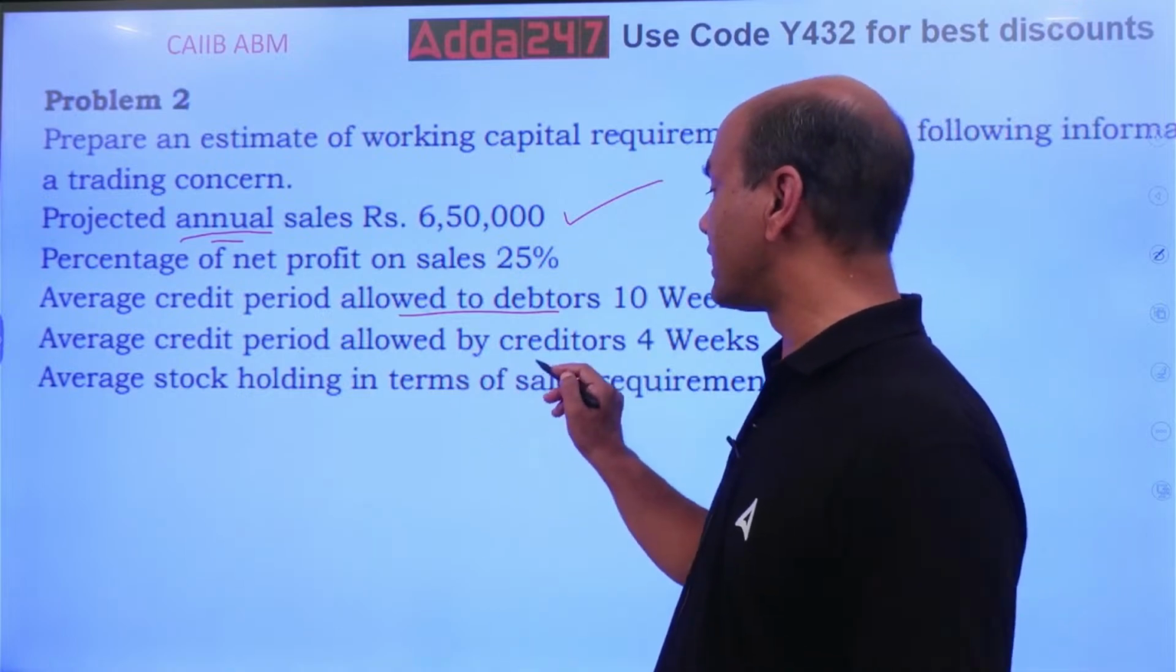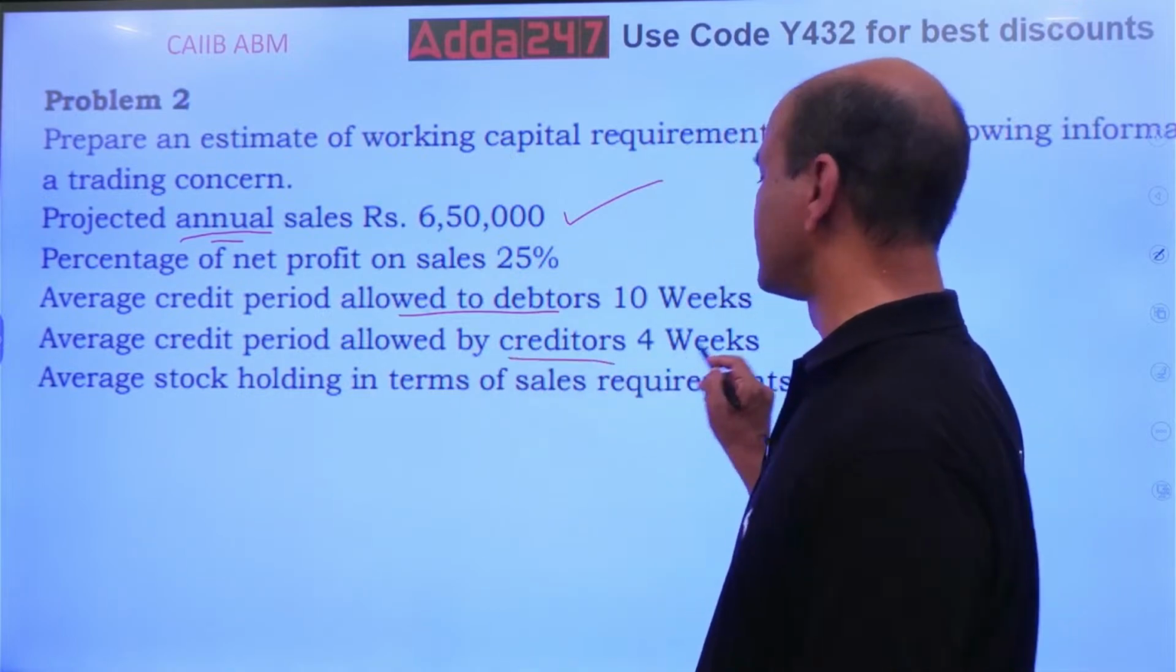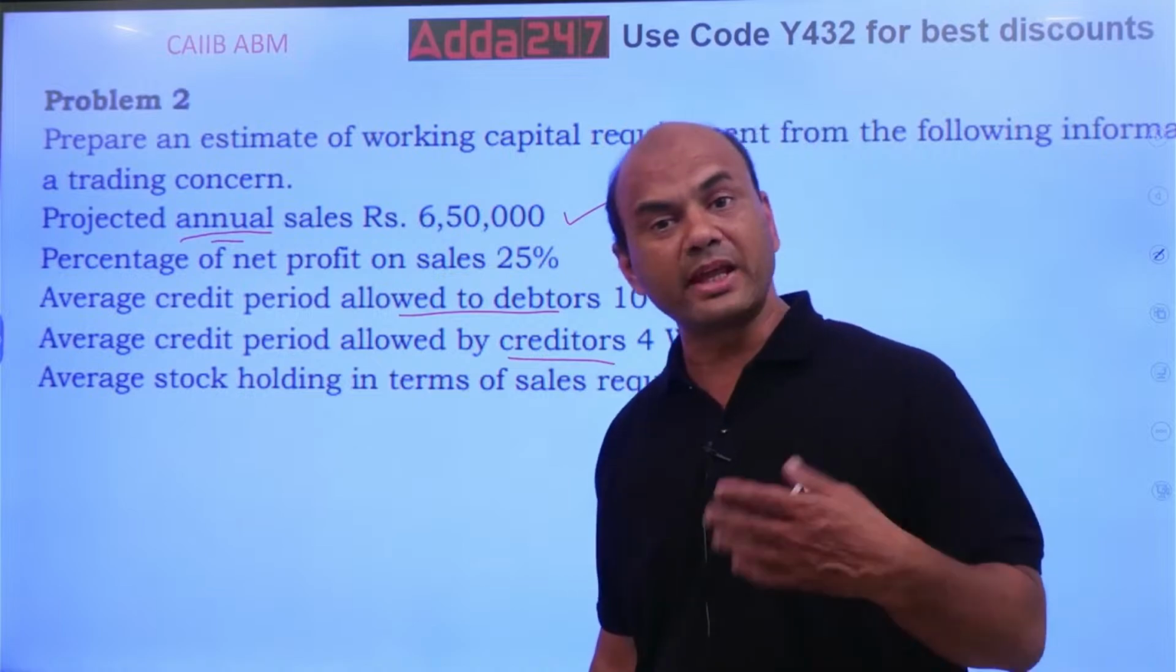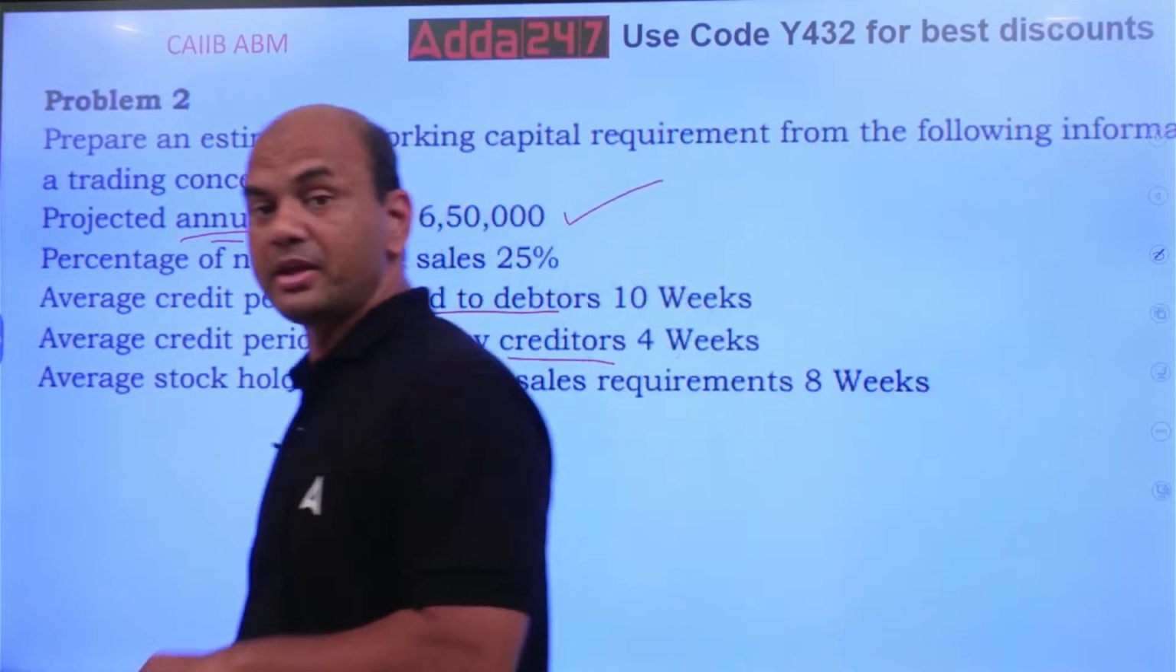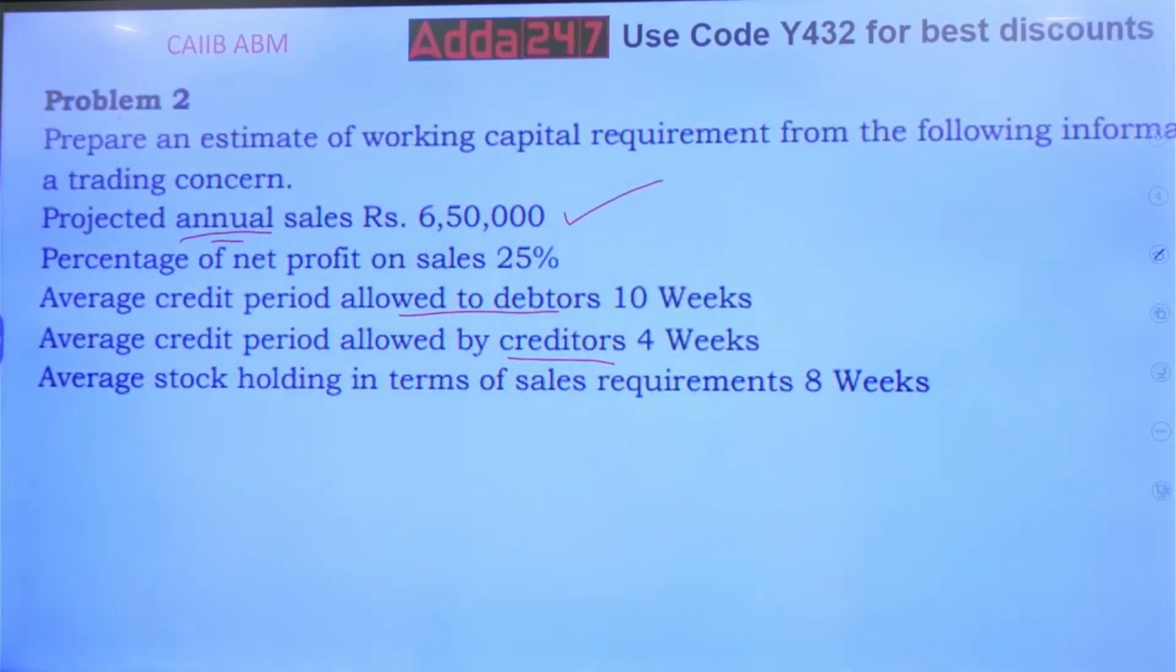Average credit period allowed by the creditors is 4 weeks. So those who are supplying me, they are allowing me a credit period of 4 weeks. Okay. So here debtors means to whom I have supplied. Creditors means the suppliers of mine. Okay. Got this point? Understand the difference clearly.